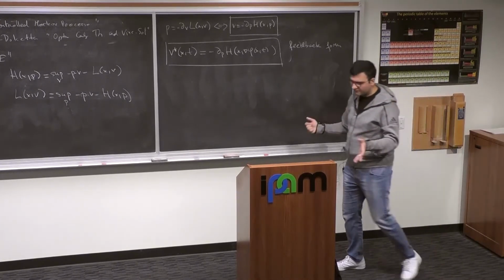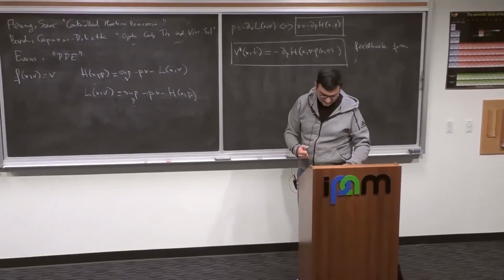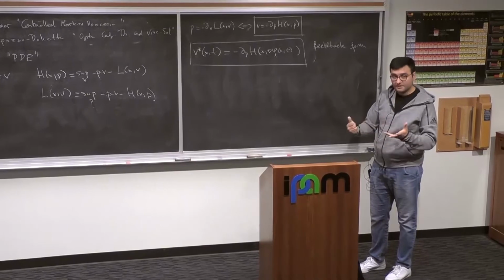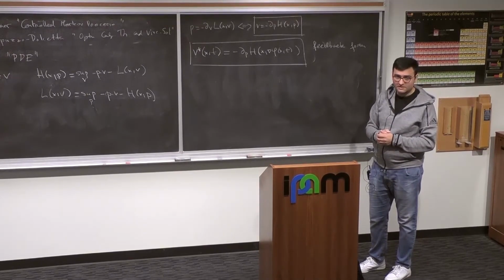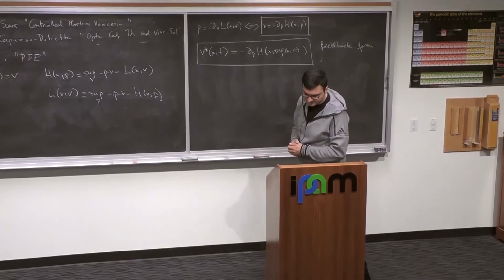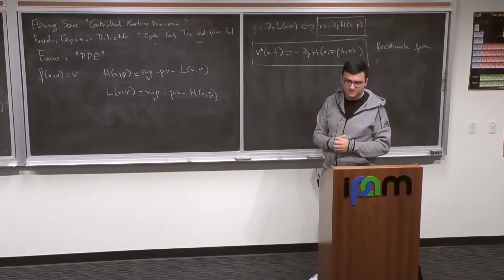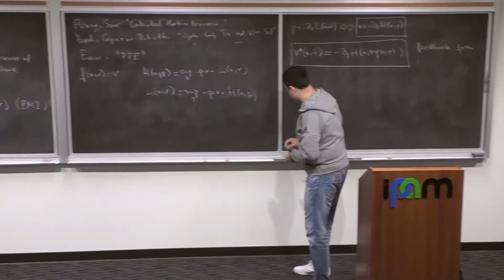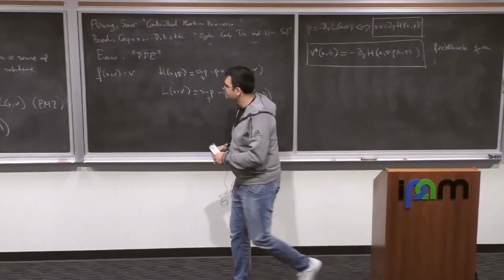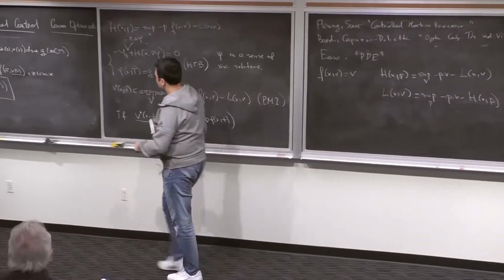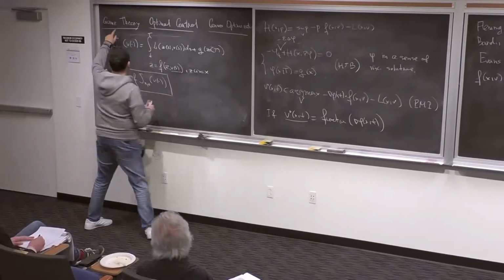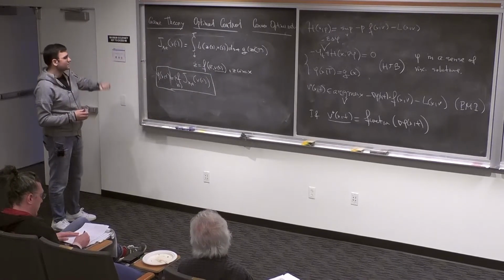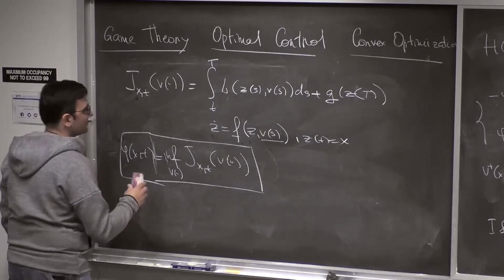So I think we have all the ingredients to actually build up the mean field game models and consider different cases and setups. And then later we'll try to solve these problems. Okay, so we did the game theory, the optimal control, and convex optimization will come later.